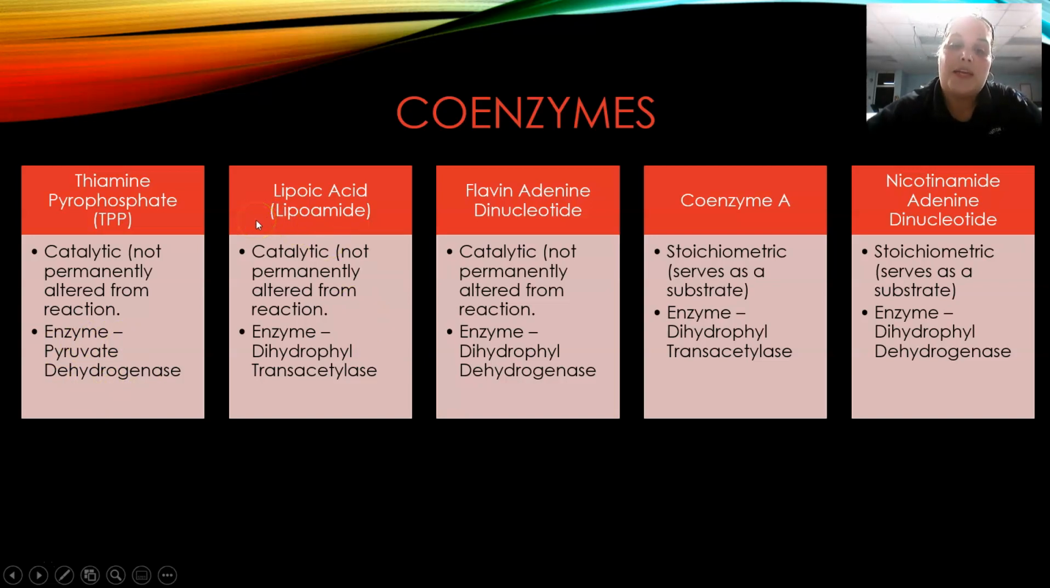So TPP is catalytic, which means that it's not permanently altered whenever it's used in the reaction, and it's used in the enzyme pyruvate dehydrogenase, which is E1. Lipoic acid, or lipoamide, is catalytic as well. It's not permanently altered from the reaction, and it's used in the dihydrolipoyl transacetylase. Flavin adenine dinucleotide, or FAD, is also catalytic, and it is also not permanently altered in the reaction, and it's used in the dihydrolipoyl dehydrogenase.